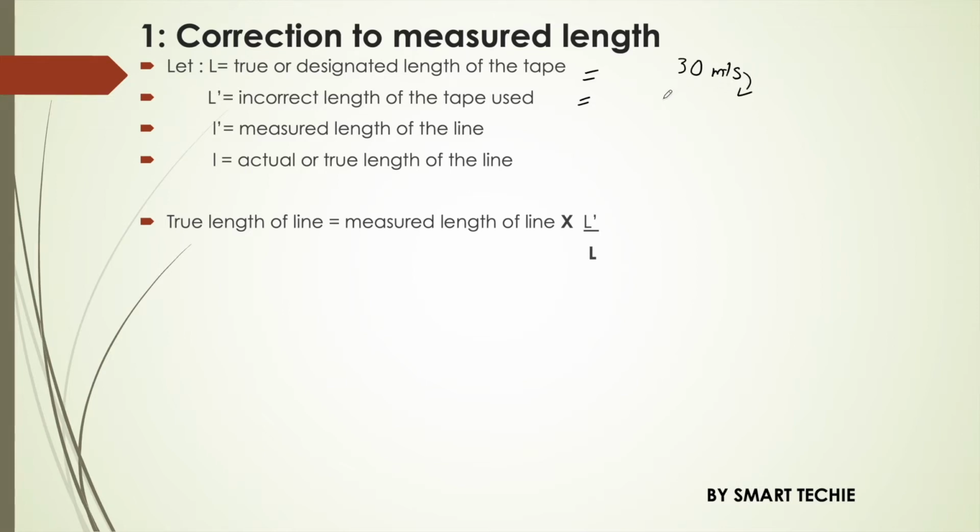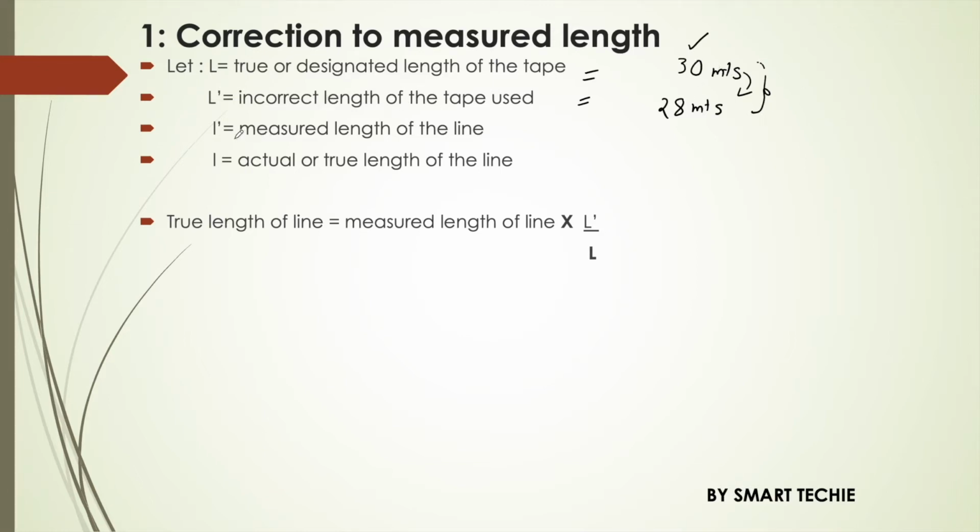For example, if it is 28 meters, then this will be the incorrect length of the tape used. But I have measured the length assuming it is 30 meters, and when I cross-check it, it is coming 28 meters. That is why it is known as an error. This is a small example, but when you are surveying a larger ground or a bigger area, this matters a lot.